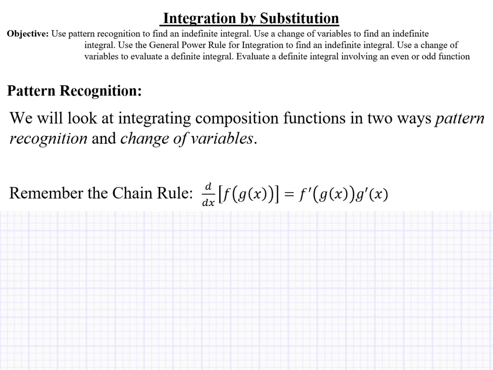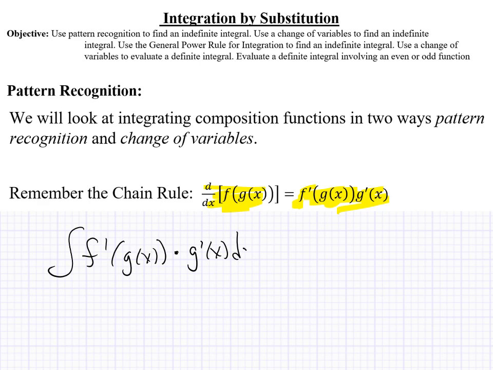So thinking about the chain rule. When we take the derivative of a composition function, we take the derivative of the outside, leave the inside the same, and then multiply by the derivative of the inside. So in this case, if I integrate, which we know integration is going backwards, f prime of g of x times g prime of x with respect to x, I should get where I started.